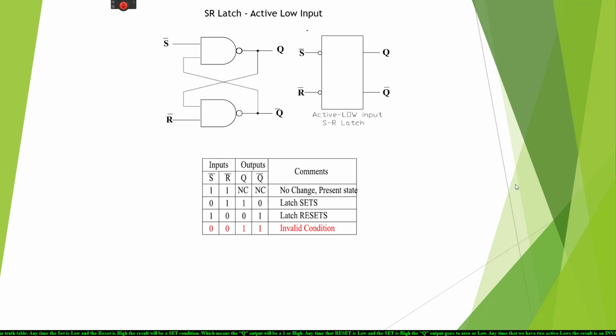Anytime reset is low and set is high, the Q output goes to 0 or low. Anytime that we have two active lows, the result is an invalid condition. Anytime that both set and reset are 1, there is no change.